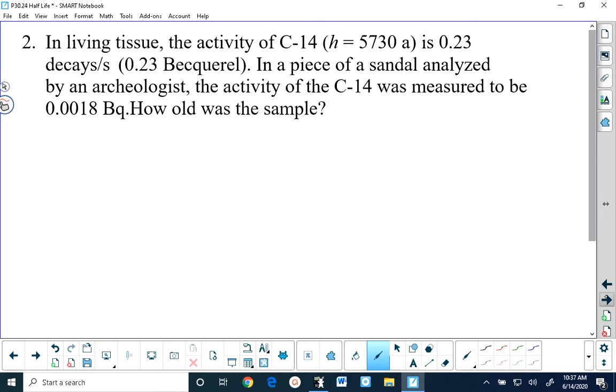So if we measure the activity of some sample that was previously living, we can compare the activity that the sample has now to the activity that it would have had when it was living to determine the age of the sample.